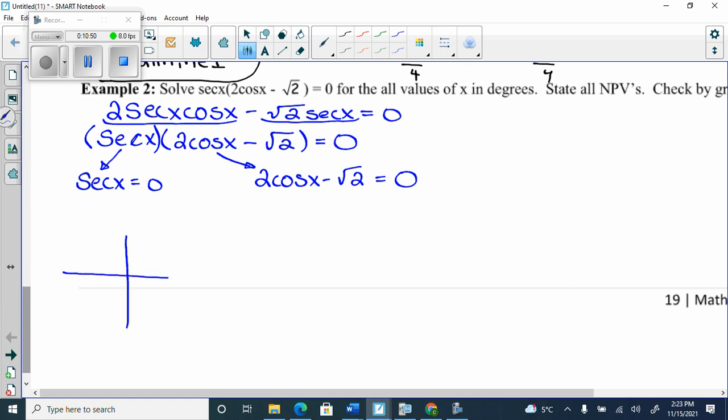So secant is r over x, correct? So this would technically be over what if it didn't have a number? 1. Right? Now, we can think of it as secant x equals 0 over 1. So what would cos x equal? 1 over 0. Does that happen? Yeah.